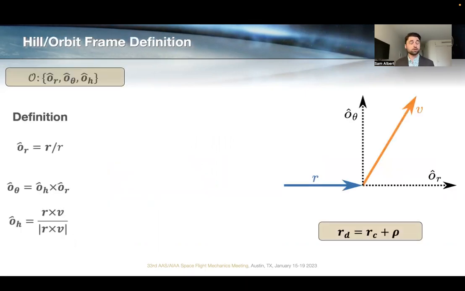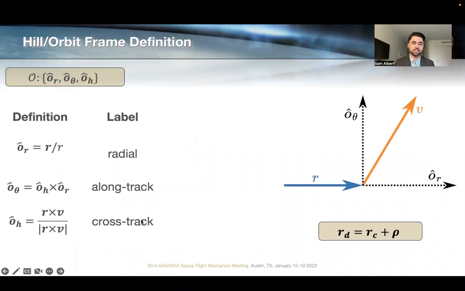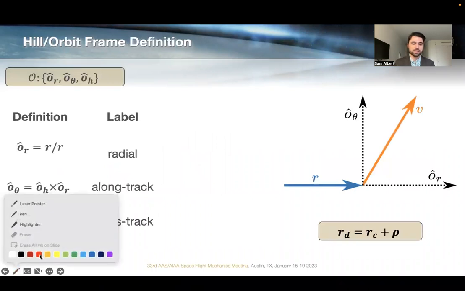Okay, so this is almost always looked at in the Hill frame. And this is defined here in the diagram on the right. It's written in terms of the radial position unit vector. The angular momentum vector gives us the third direction, that's h. And then the along track completes the set.